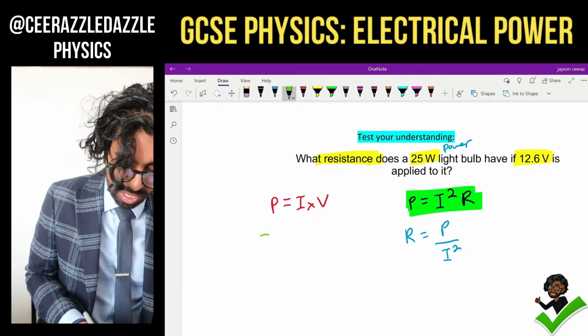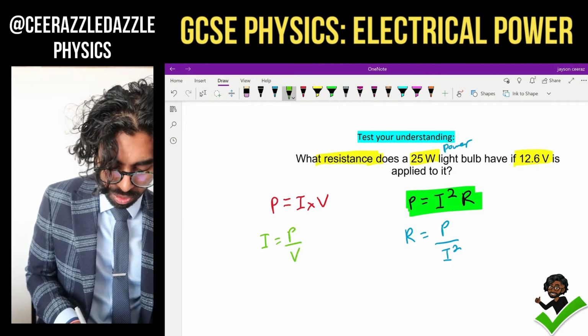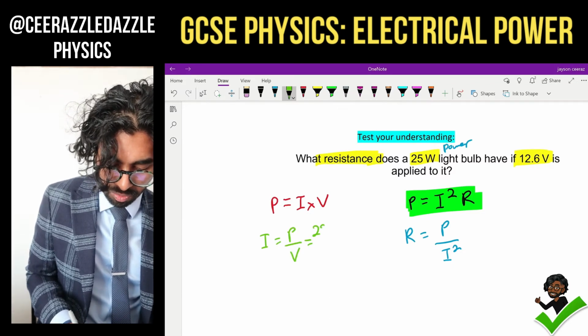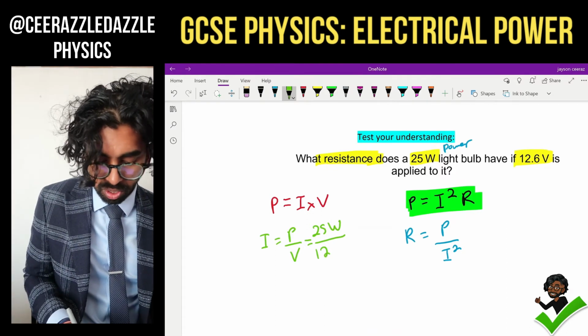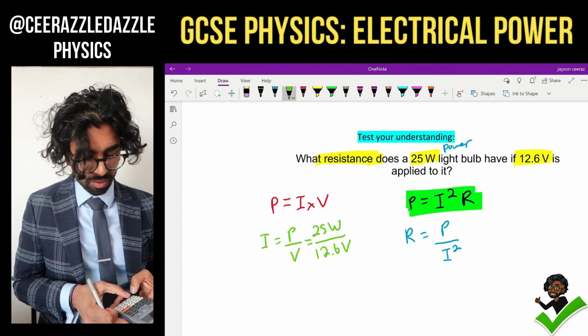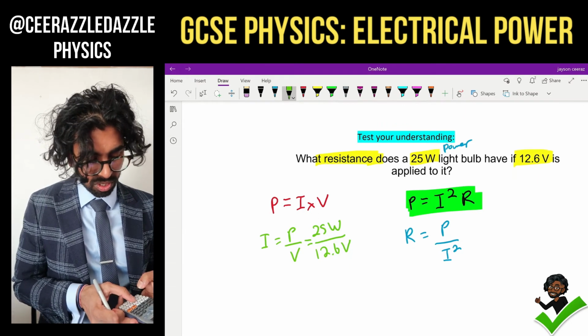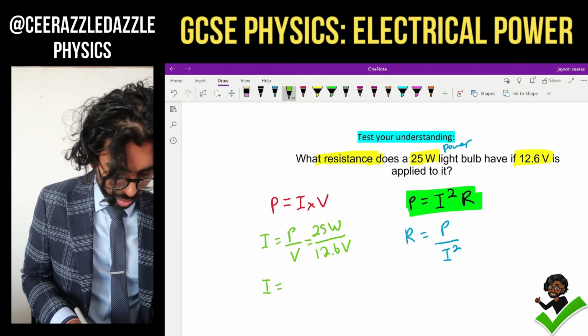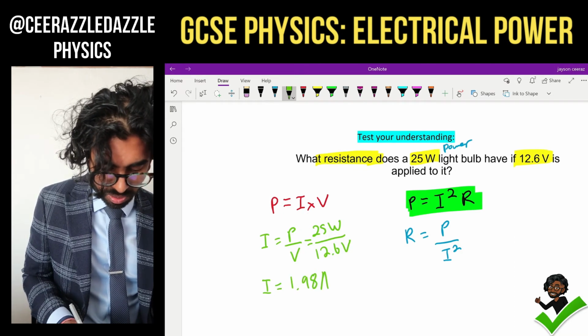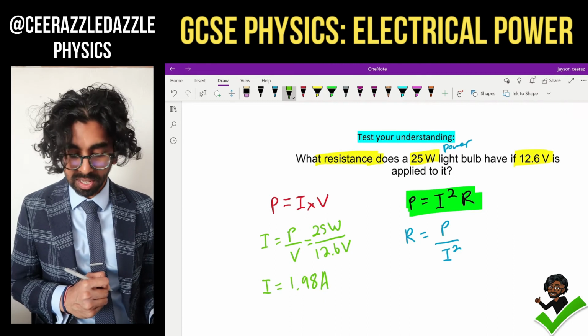So current is equal to power divided by voltage. The power is 25 watts, voltage, 12.6 volts. So we have 25 divided by 12.6. The current is going to be 1.98 amps. Yeah, 1.98 amps.